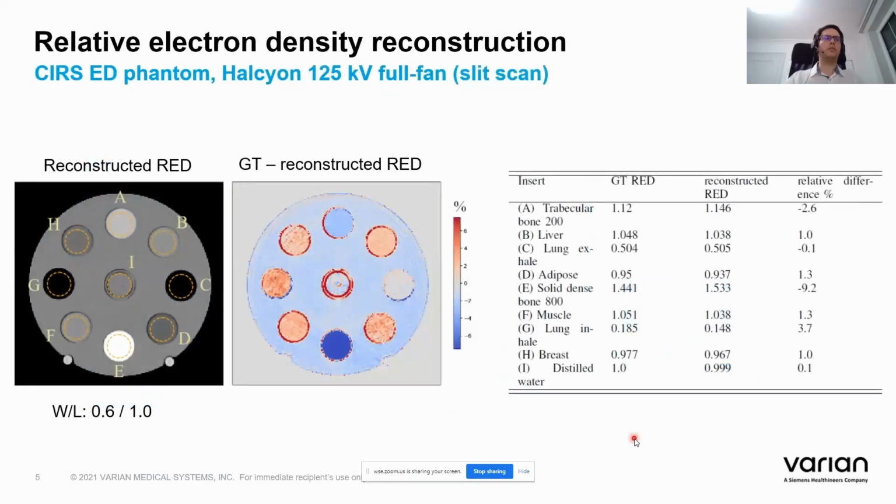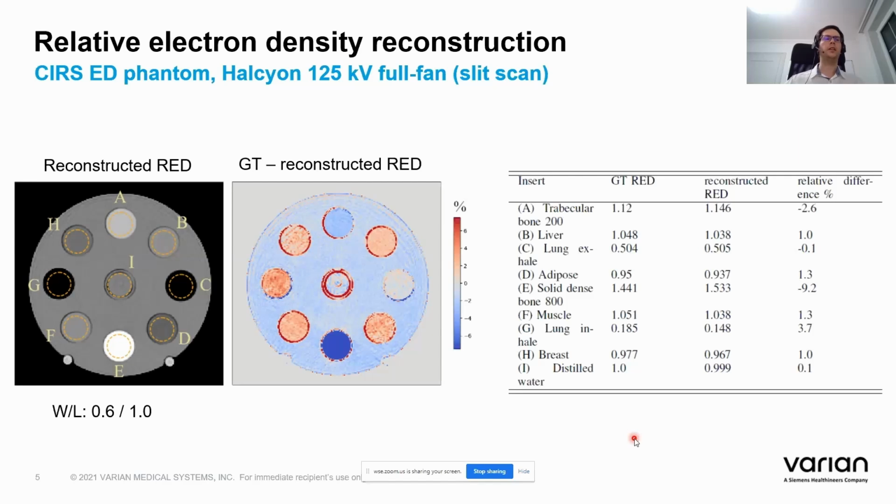As dose calculation in radiotherapy is very much affected by the quality of reconstructed relative electron density, and exactly for that reason, we investigated the accuracy of the polychromatic reconstruction. So we scanned a CBCT electron density phantom and compared the reconstructed relative electron density values with the ground truth values from the phantom specification.